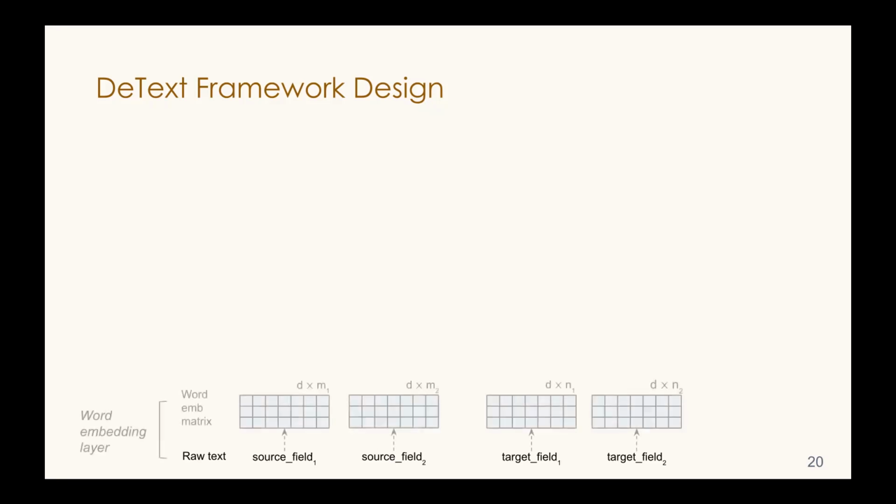I'll next talk about the detailed design of the DeText framework so that you will have a better understanding of how you can design a model using DeText. In the input, you have a bunch of raw text data. You can have multiple fields, for example query and user profile for the source fields. And for the target fields, the text data that you want to match, for example in the document, you can also have multiple such fields. We're going to look at some examples to make these fields more concrete.